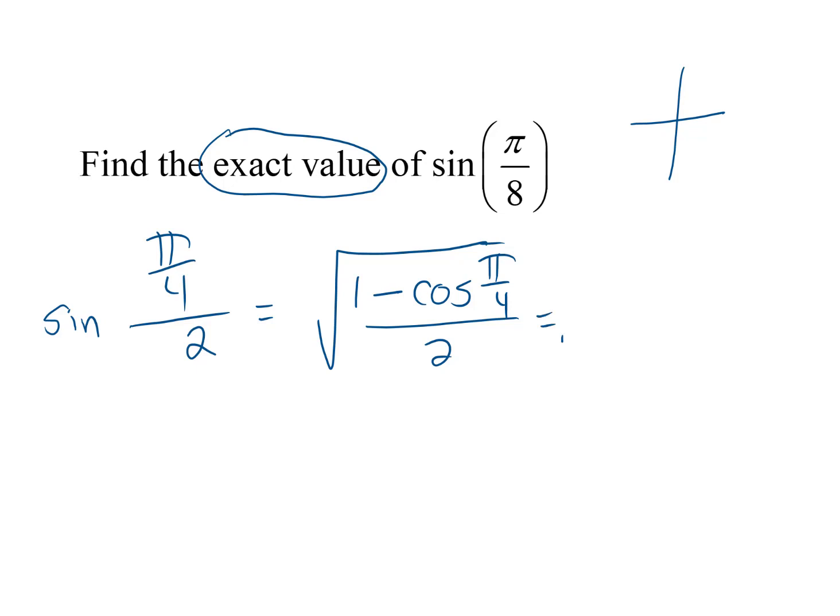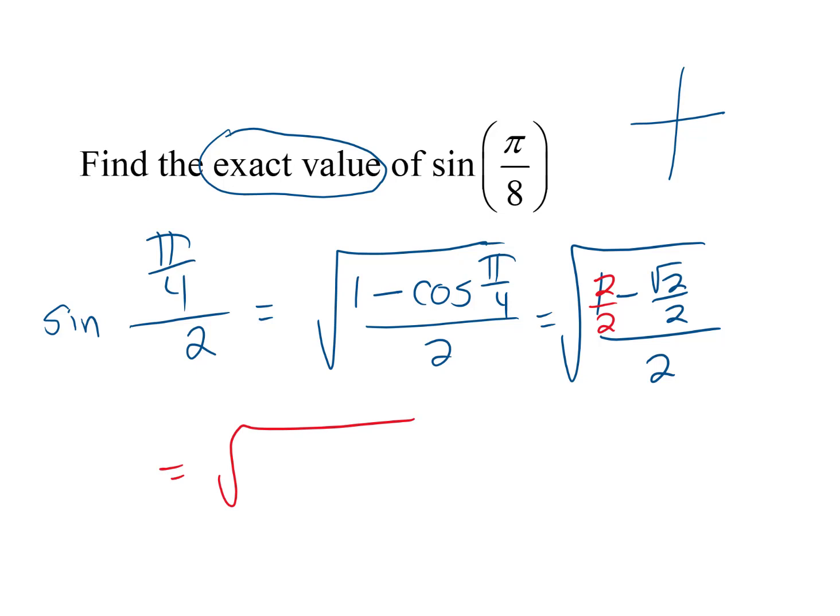Okay, so square root of 1 minus cosine of pi fourths, which is square root 2 over 2, and then that's over 2. So we'll go ahead and get a common denominator. We'll make this into halves. So now we have the square root of (2 minus square root of 2) over 2. And then let me make the square root a little bigger. So that's divided by 2, which we'll put over 1.